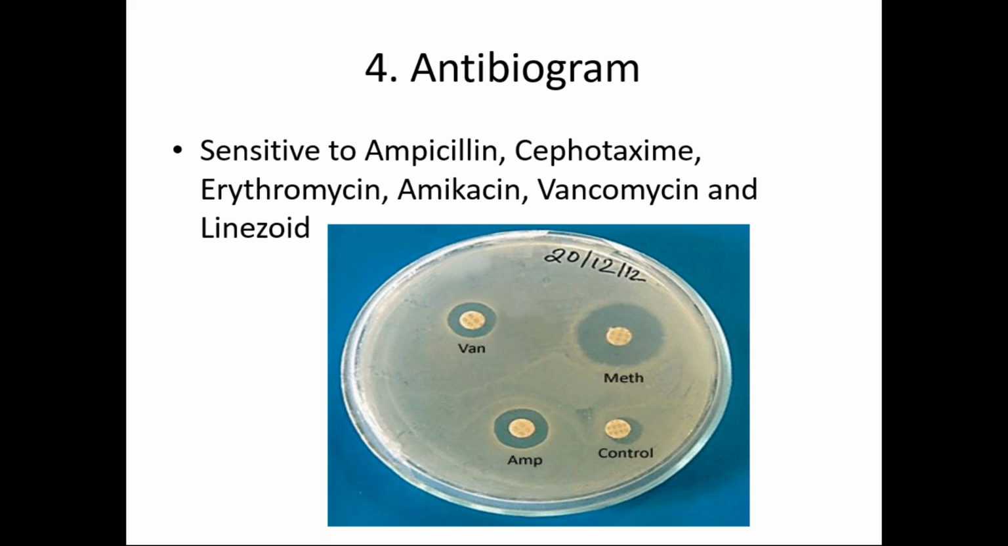Say methicillin has a greater zone of inhibition. Next, ampicillin. Next, vancomycin. See the control. So what is this? If there is a zone of inhibition, you have to measure how many mm in diameter it is, and compare it with the standard values, to know whether that antibiotic is sensitive or resistant. Commonly, Staphylococcus is sensitive to ampicillin, cefotaxime, erythromycin, amikacin, vancomycin, and linezolid.